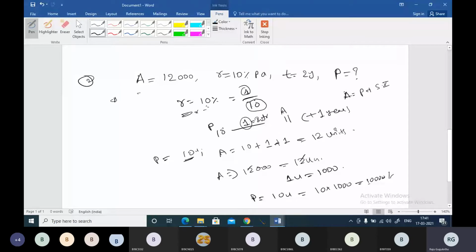When the principal is not known, you convert the given rate into its equivalent fraction, then that will be 1 by 10. This means that if 10 rupees is the principal, then 1 rupee is the interest, that is for 1 year. So for 2 years, the interest will be 2 rupees, 1 plus 1, 2 rupees, right? So 12 units will be the amount for 2 years. I'm given in the question that 12,000 is the amount, so 12,000 is nothing but 12 units. From there, you can tell the value of the principal.